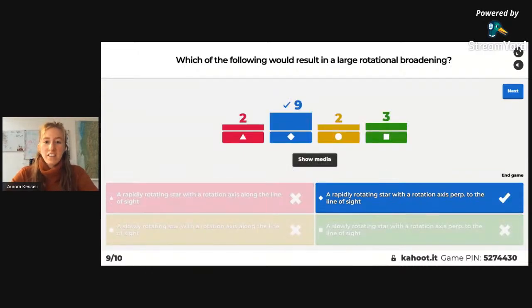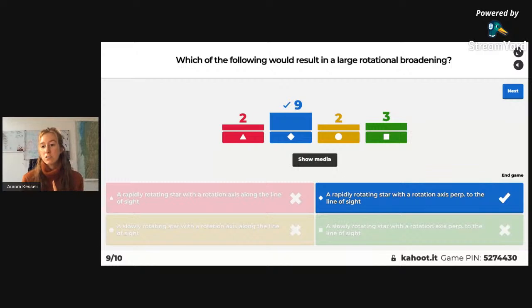Great. So larger rotational broadening results from more velocity. A star that's rotating faster is going to have more velocity coming towards us and more velocity going away from us. So that means that the line that's normally deep and narrow is going to become shorter and wider. So that's larger rotation velocity.